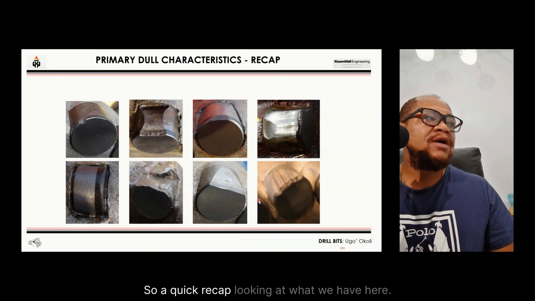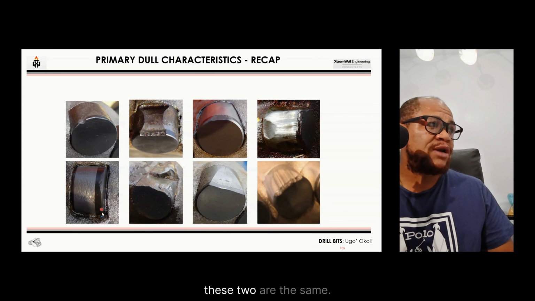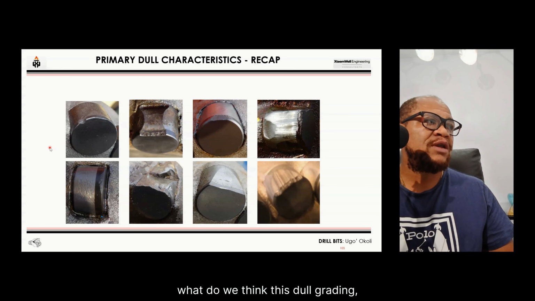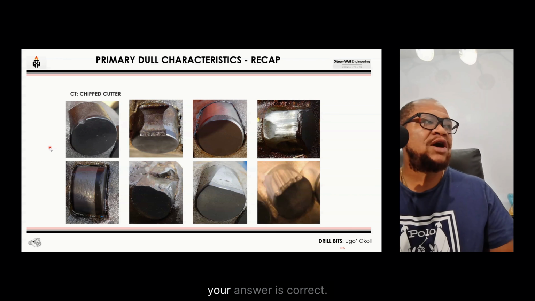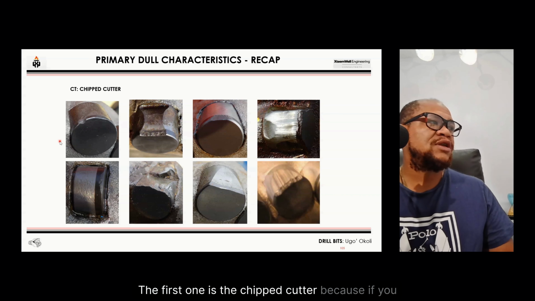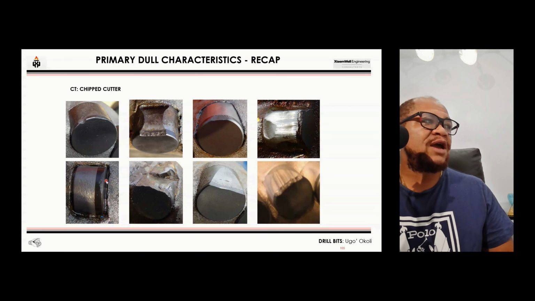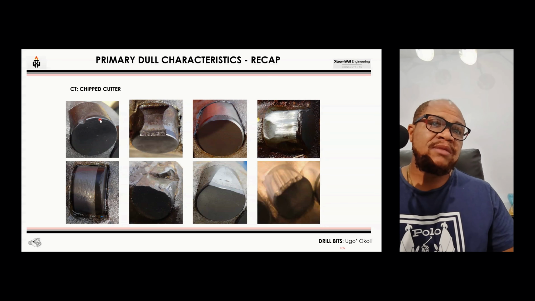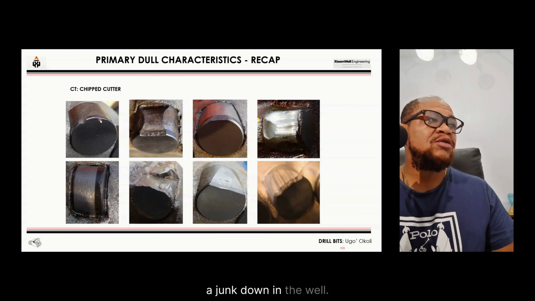So a quick recap, looking at what we have here. This is one dull grading, this is another one. These two are the same. Looking at it, what do we think these dull characteristic features are? Yes, your answer is correct. The first one is the chipped cutter, because if you look at it, you see where the cutter has been chipped and broken off. As we mentioned, this can happen as a result of axial vibrations, aka bit bouncing, or perhaps an impact with a junk down in the well.